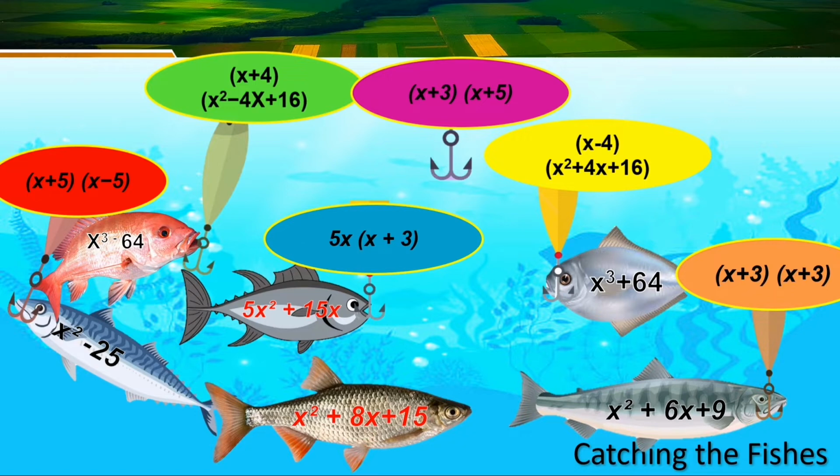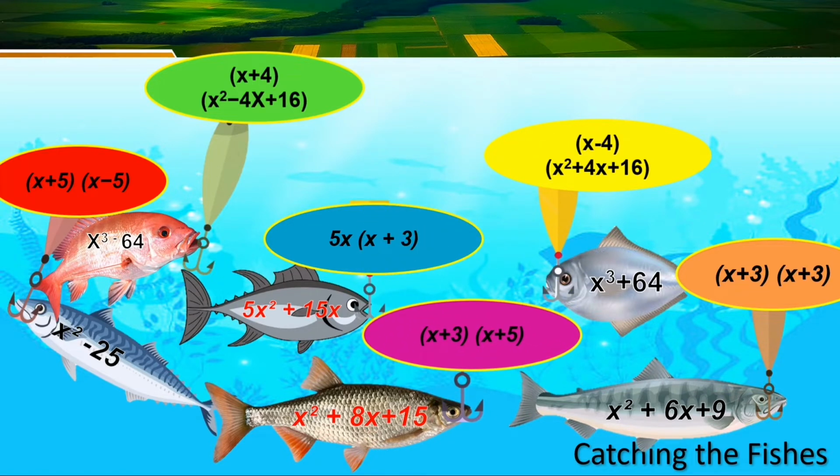The remaining bait is x plus 3 and x plus 5. What kind of polynomial do you think is the product of these two factors? Correct. That is a general trinomial. So which among those species that you can see is a general trinomial? Of course, we have the remaining one, which is x squared plus 8x plus 15. Amazing! You got a perfect score. So let us clap your hands for that achievement.